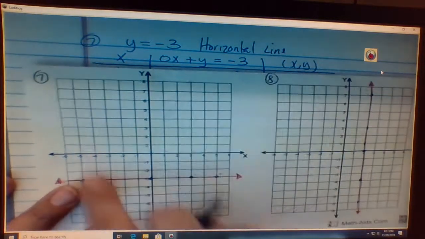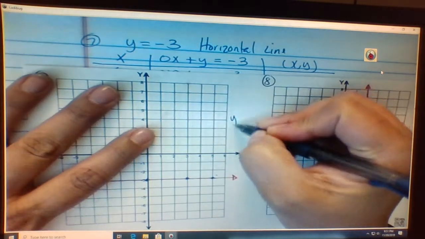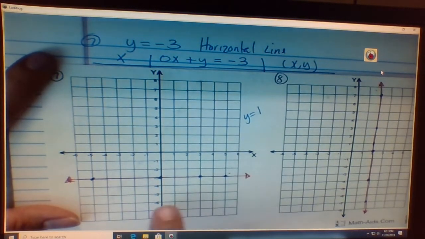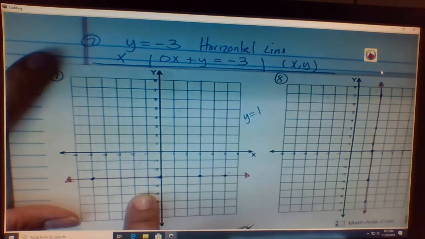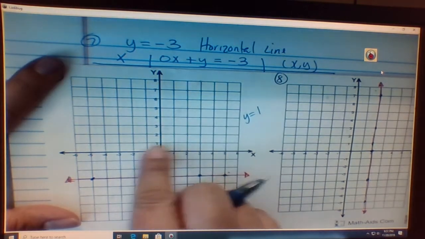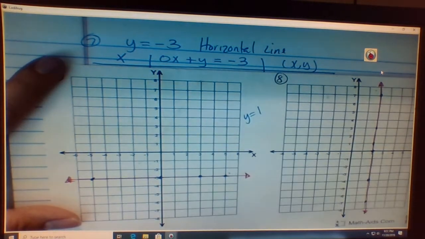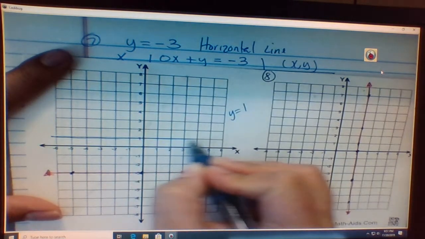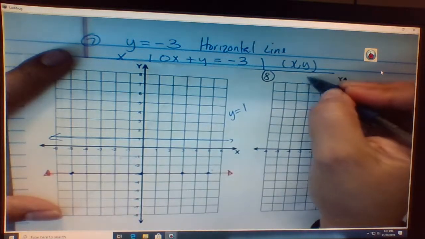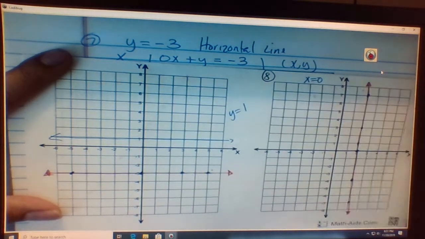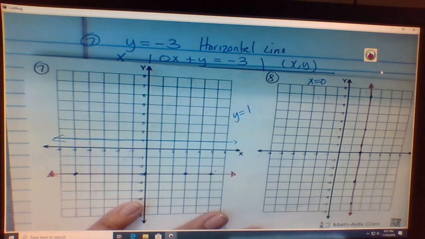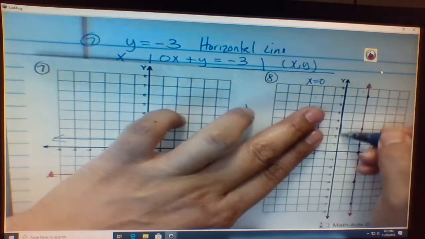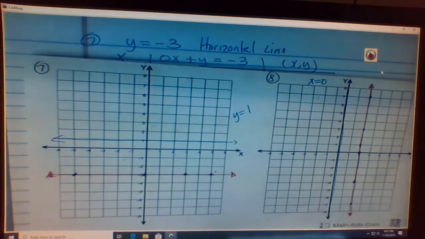So if I were just to tell you really quick, can you please graph y is equal to 1 back in number 7? You go to your y-axis and you look for 1. And draw what kind of line? Horizontal, straight across. If number 8, I asked you, hey, can you draw a line on x is equal to 0? Where? Straight on the axis, right there, right? Yeah, you're good.